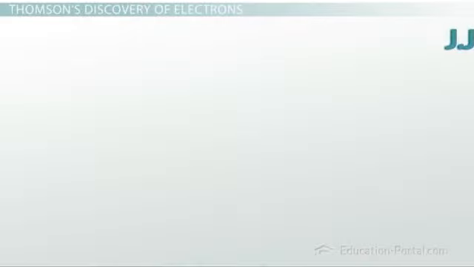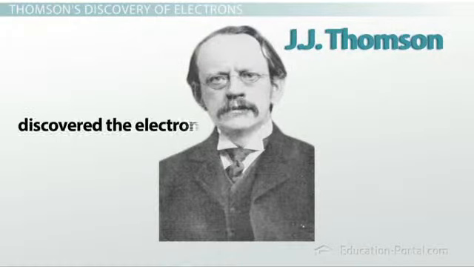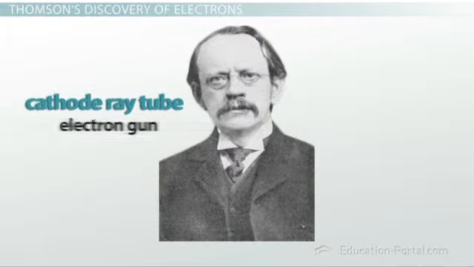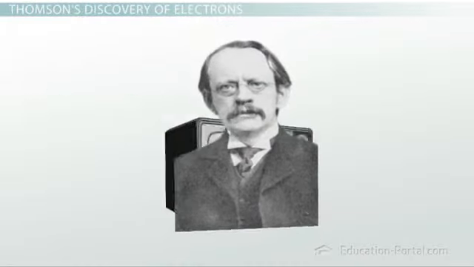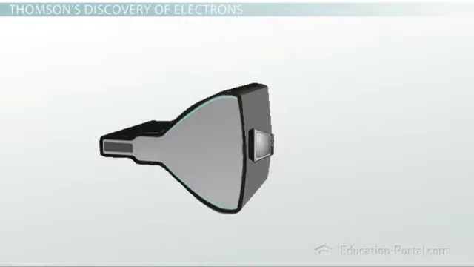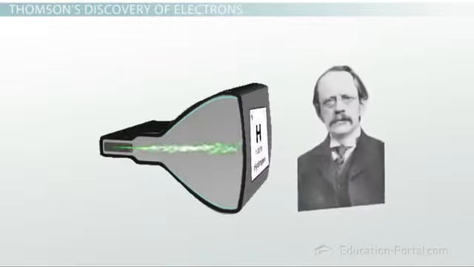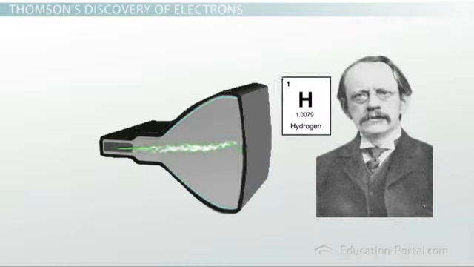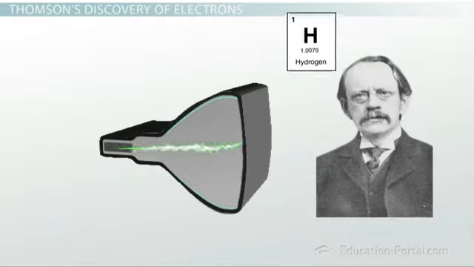Now let's fast forward to the late 1800s when J.J. Thompson discovered the electron. Thompson used what was called a cathode ray tube, or an electron gun. You've probably seen a cathode ray tube without even knowing it. They are the bulky electronic parts of old television sets. Thompson used the cathode ray tube with a magnet and discovered that the green beam it produced was made up of negatively charged material. He performed many experiments and found that the mass of one of these particles was almost 2,000 times lighter than a hydrogen atom.